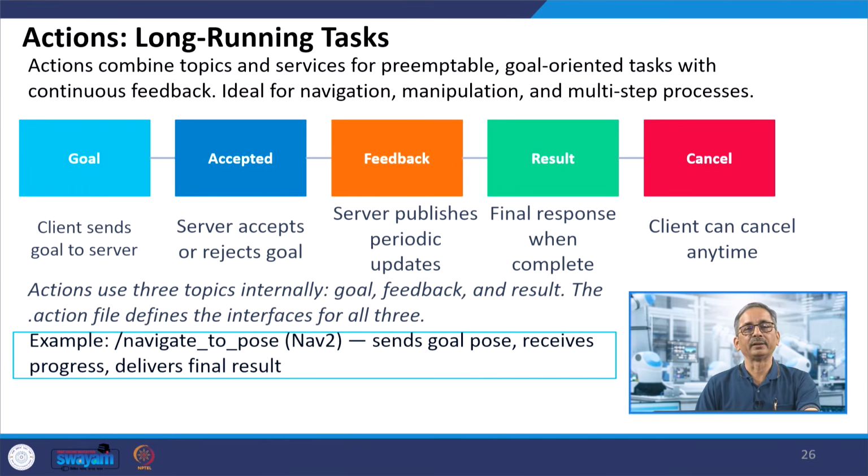Next is the action. If you have a long running task, an action combines topics and services for a preemptible, goal-oriented task with continuous feedback. This is ideal for navigation, manipulation and multi-step processes. For example, the client sends a goal to the server, the server accepts or rejects it, the server publishes periodic updates, then you have the final response when complete, which is the result, and the client can cancel anytime. So an action uses 3 topics internally, that is goal, feedback and result.